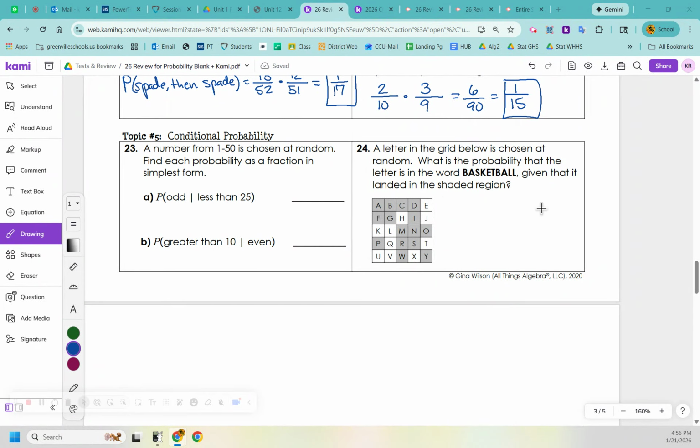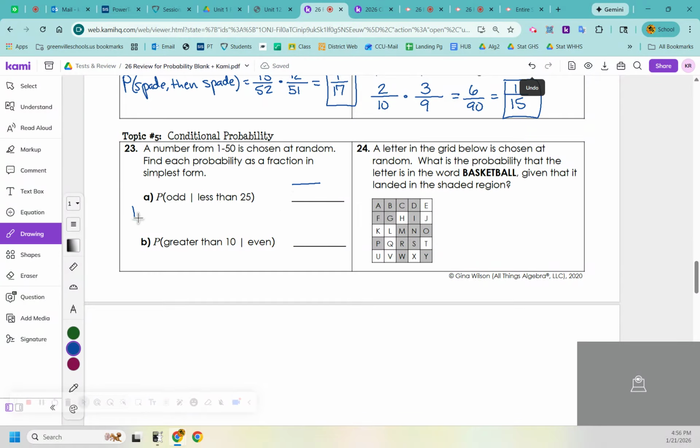All right, conditional probability. A number, this is saying given, always start at the bottom, so less than 25. So even though this is saying there's 50 numbers, we don't care about that. We're only looking at the numbers that are less than 25.